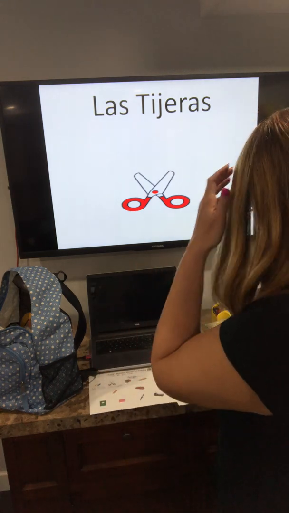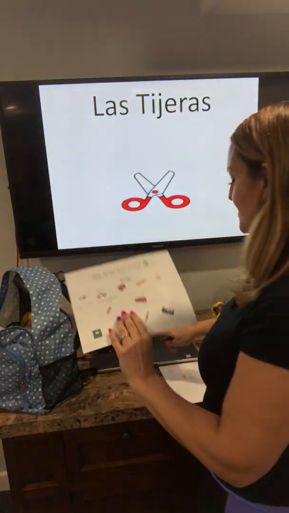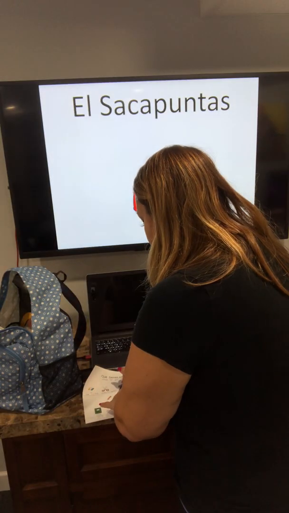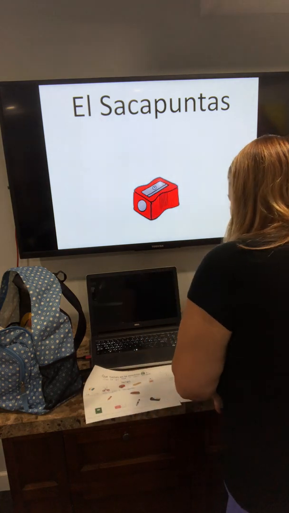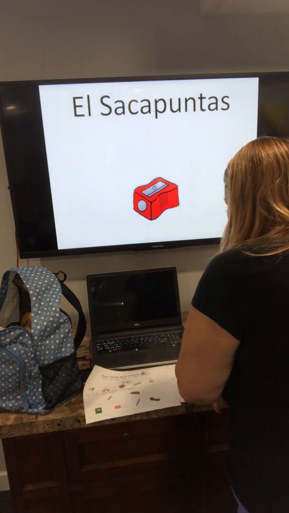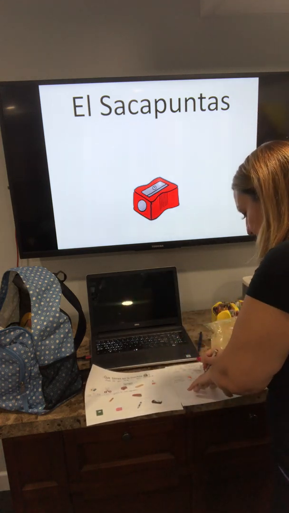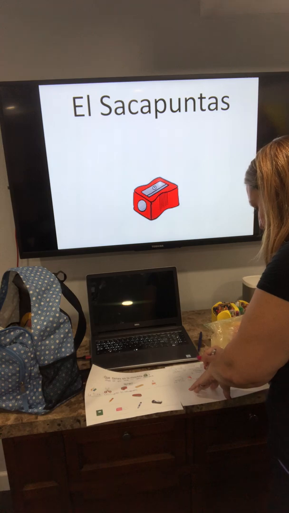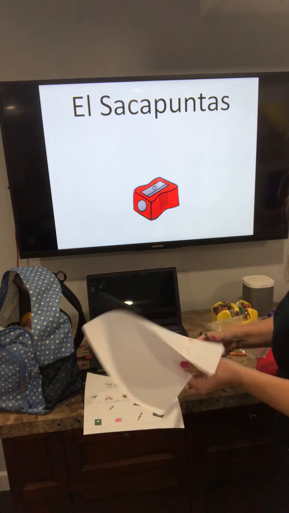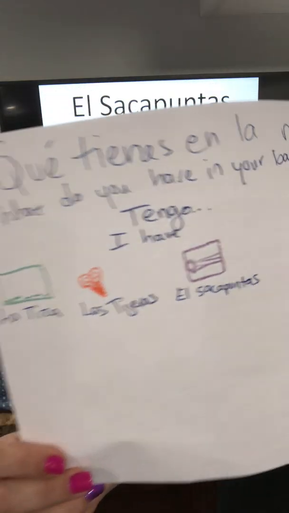El sacapuntas. Good. So on your paper, where you have a picture of the sharpener, you're going to write el sacapuntas. That's a long word. If you don't have a paper, you're going to draw el sacapuntas on your resource paper. Okay? And just do the best you can. See? That's mine. And I wrote el sacapuntas. Okay?